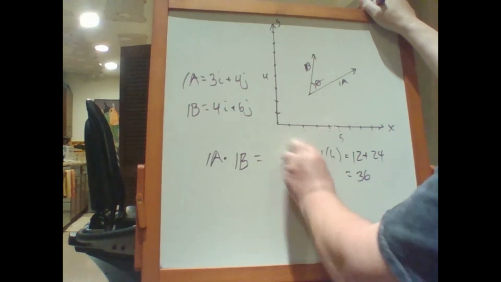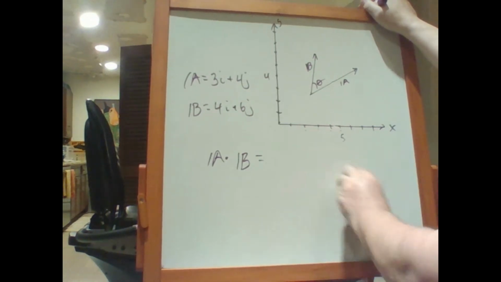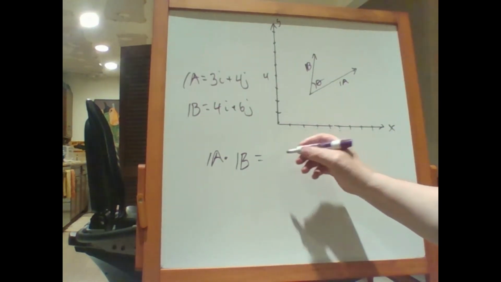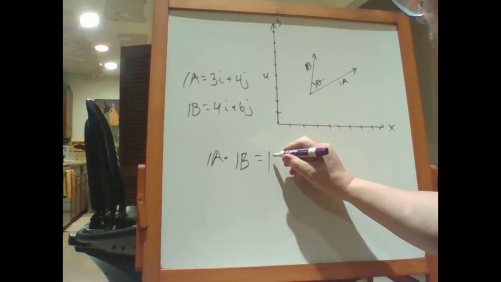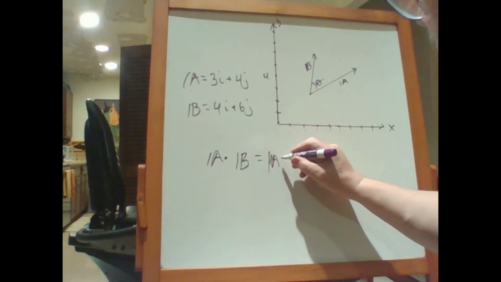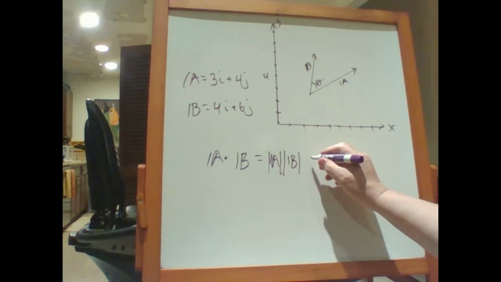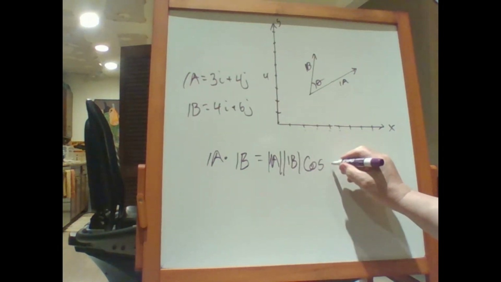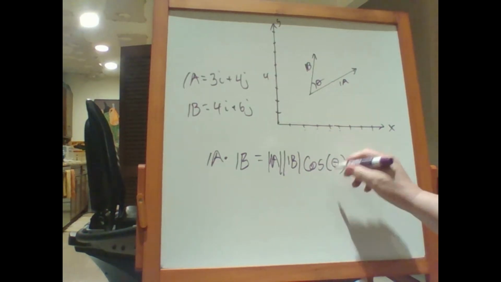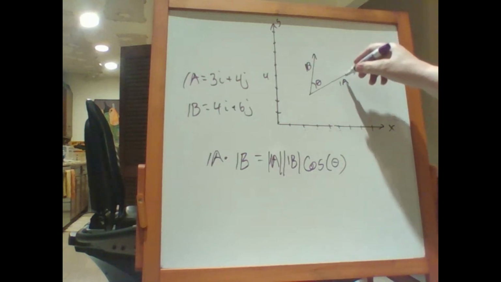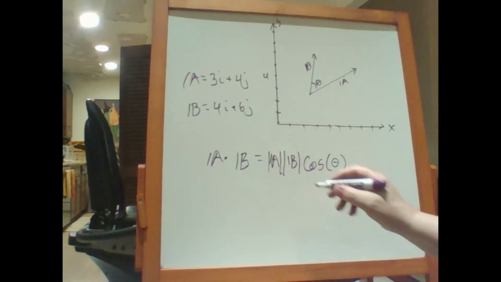But A dot B also has the angle between them. It's the magnitude of A, magnitude of B, cosine of the angle between them. So here's the angle between them. There's B and there's A.